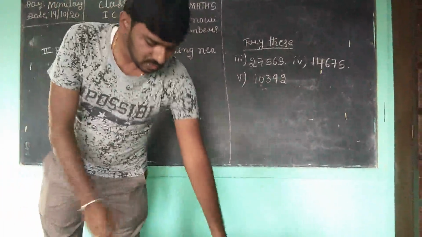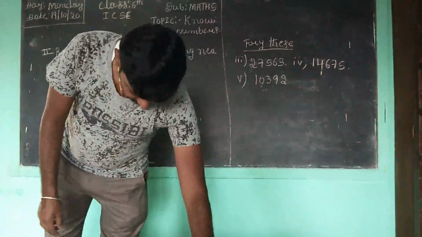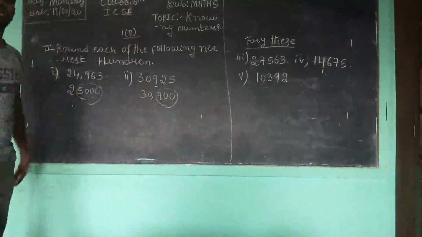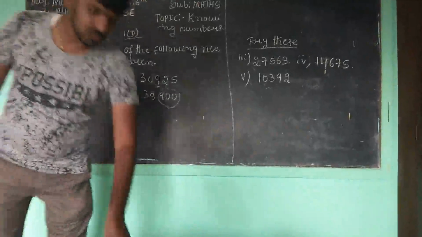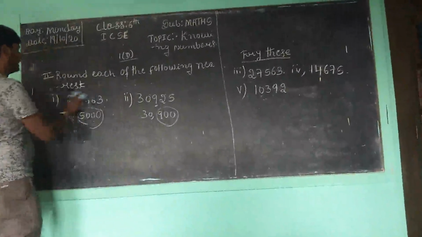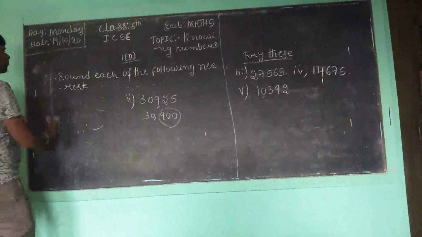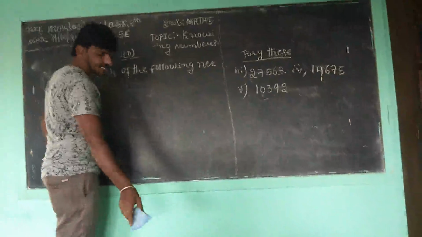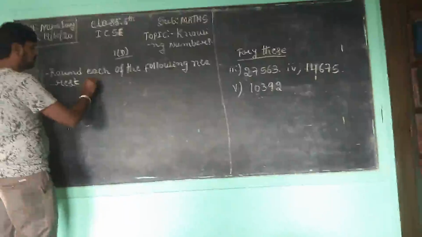Okay children, now go to the next round. Round each of the following to the nearest 1000. The 10s and 100s are over. Next we go to 1000 children. Next is the third line. Round each of the following to the nearest 1000 children.